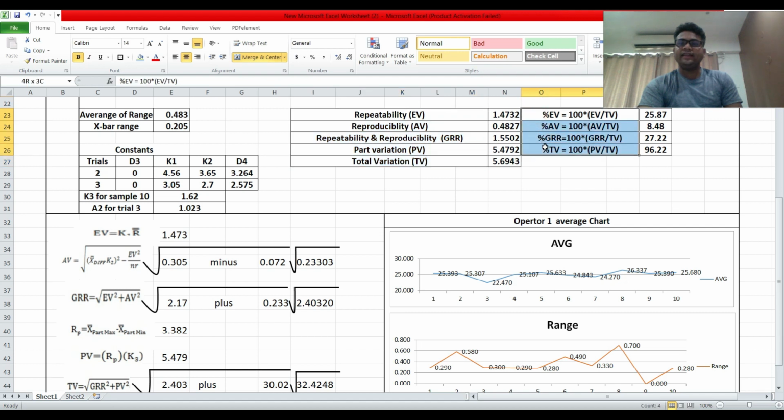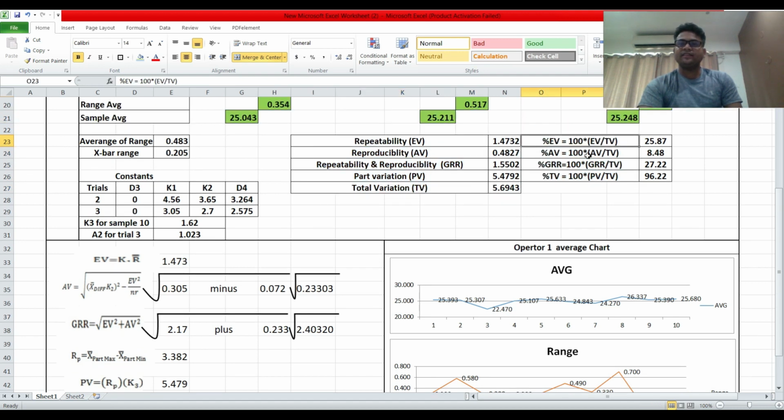Now we have to find out the percentage EV. Percentage EV is equal to 100 into EV by TV. So 100 into the EV value 1.47 divided by the TV value 5.69. In this case you will see that our percentage EV is 25.87 and percentage AV is equal to 100 into AV by TV, so 8.48. Percentage GRR is equal to 100 into GRR by TV, equal to 27.22. Percentage PV is equal to 100 into PV by TV, equal to 96.22.